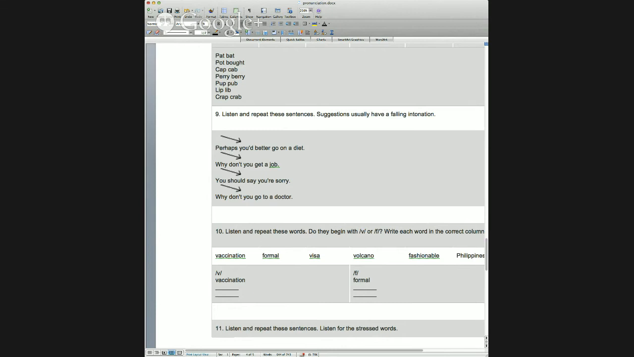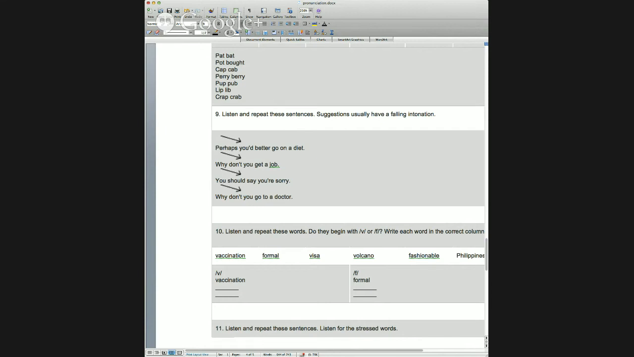So I want to ask you to practice these by giving me a few pieces of advice for some problems I have. I'm going to give you a problem. I want you to give me some advice using this type of intonation in your sentence. Okay, so imagine my problem is this. I can't sleep. I can't sleep at night. What should I do? Why don't you go to a doctor?